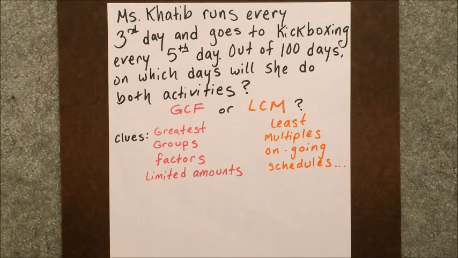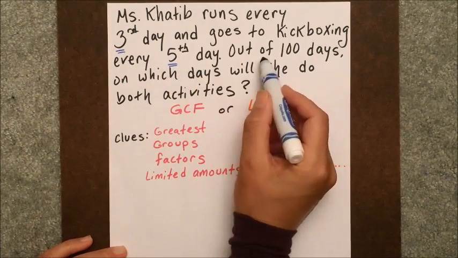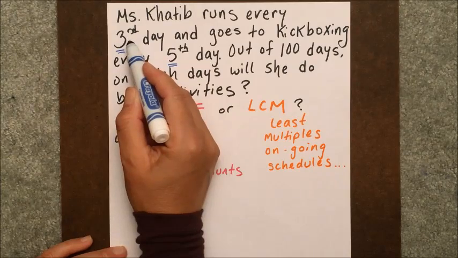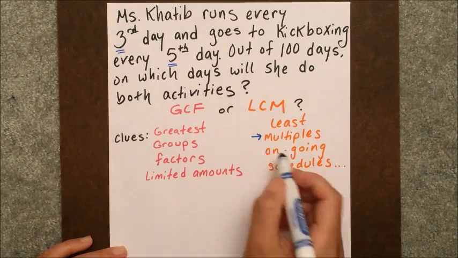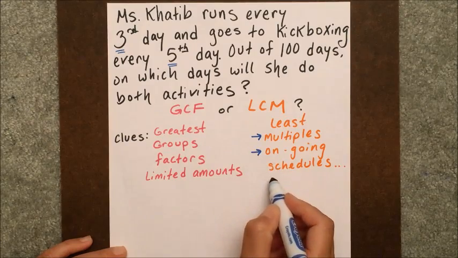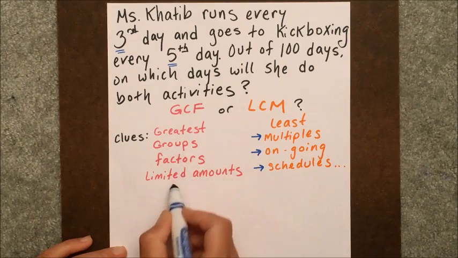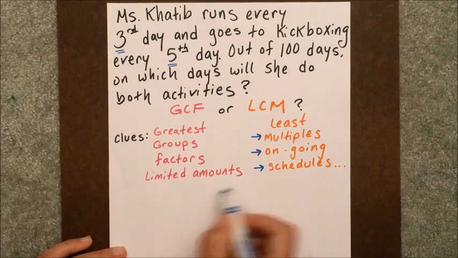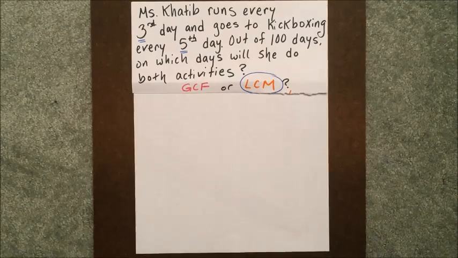And we know that we are going to be having some kind of schedule where on the 3rd day and on the 5th day something happens. But we need to keep going with that up to 100. So those are going to be the multiples. It's also an ongoing schedule, and well, it's ongoing and it's a schedule. So all of those things combined tell us that we're going to use the LCM method to solve this problem.